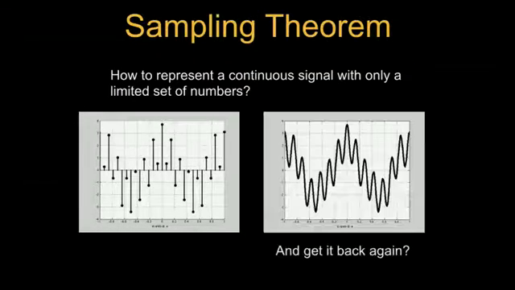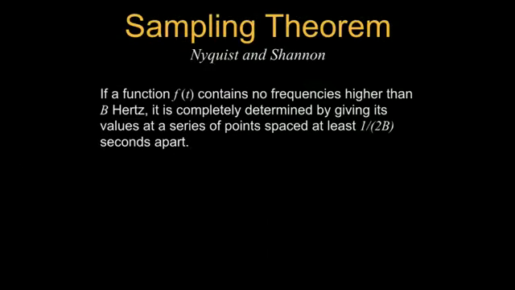Okay. The other question is, how do we get it back? Well, it involves some type of filtering, actually. So many years ago, at the start of the mid-20th century, two important people, Nyquist and Shannon, actually worked on this problem. It was very important as people were making the leap from analog to discrete and digital. They posed a theorem that if a function contains no frequencies higher than b hertz, it's completely determined by giving its values at a series of points spaced at least 1/2b seconds apart.